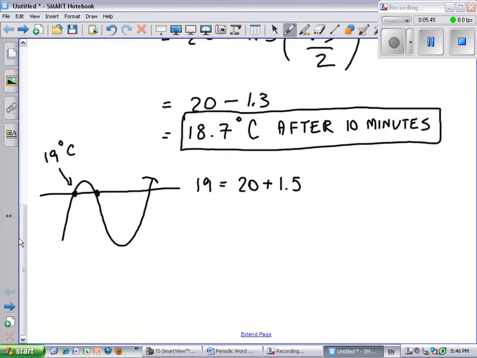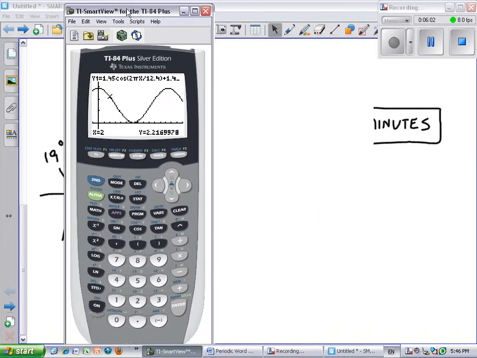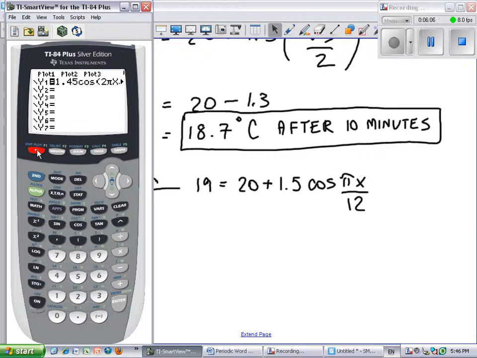Cos pi x over 12. So we're going to solve this equation for x. Okay? And we're going to ask the calculator to do this for us. This would be an example of a calculator question. Okay. So let's enter this data the way we see it. I have to clear my screen from the work we did prior to.